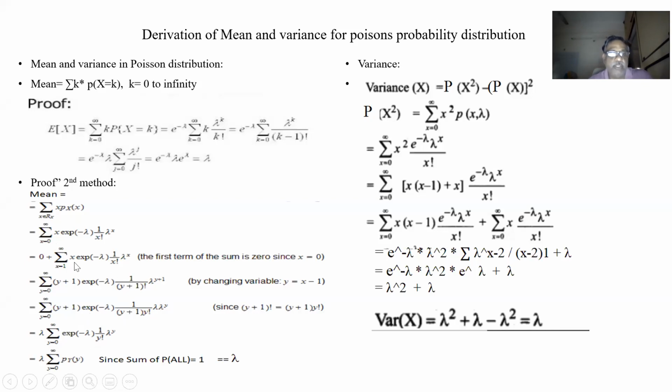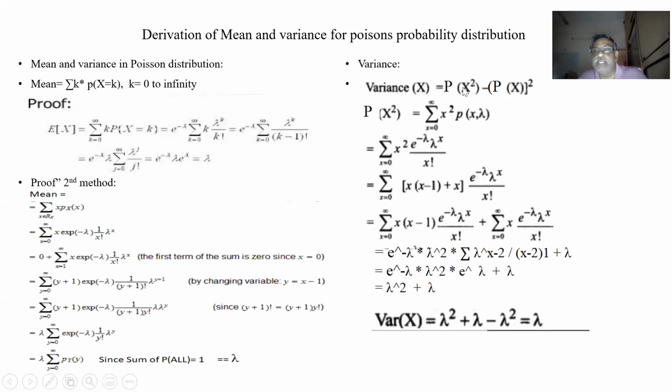So how did we get sigma p? I have taken x as y plus 1. So in that case, what does this become? Y plus 1, e to the power of minus lambda into 1 by x factorial, which is y plus 1 factorial, into lambda to the power of y plus 1. Here lambda to the power of y into lambda is taken out. Y plus 1 gets cancelled with the factorial, leaving y factorial. So e to the power of minus lambda into lambda to the power of y by y factorial is nothing but the probability distribution function. So from 0 to infinity, all probabilities together is 1. So it becomes lambda. Let us see the variance.